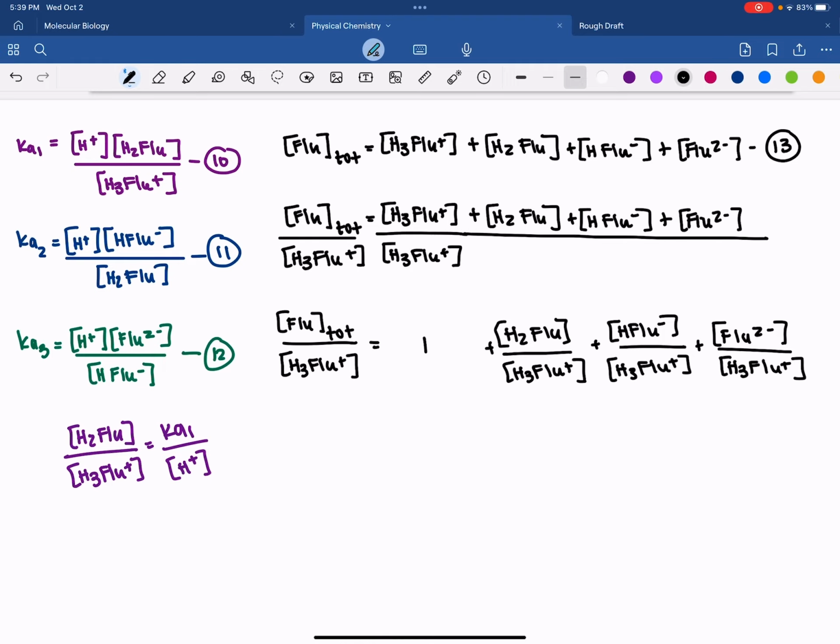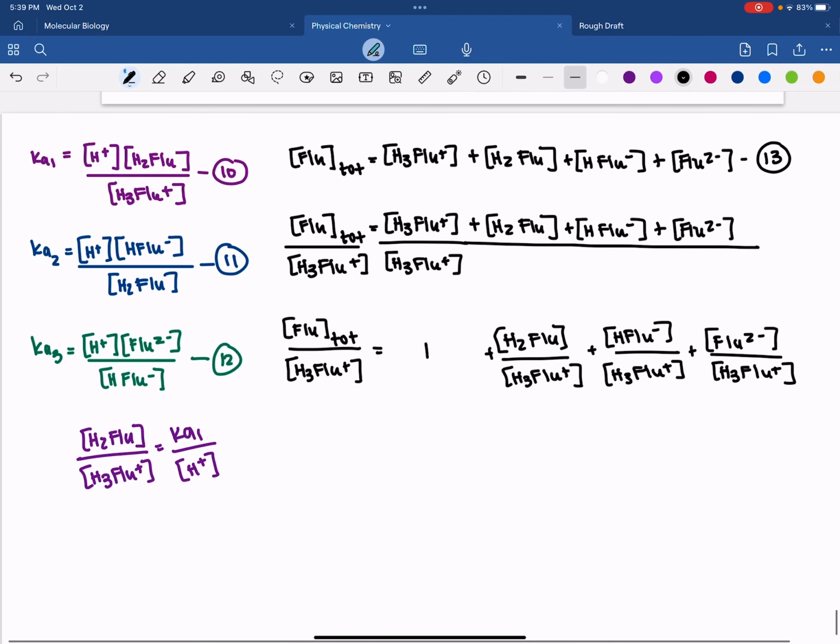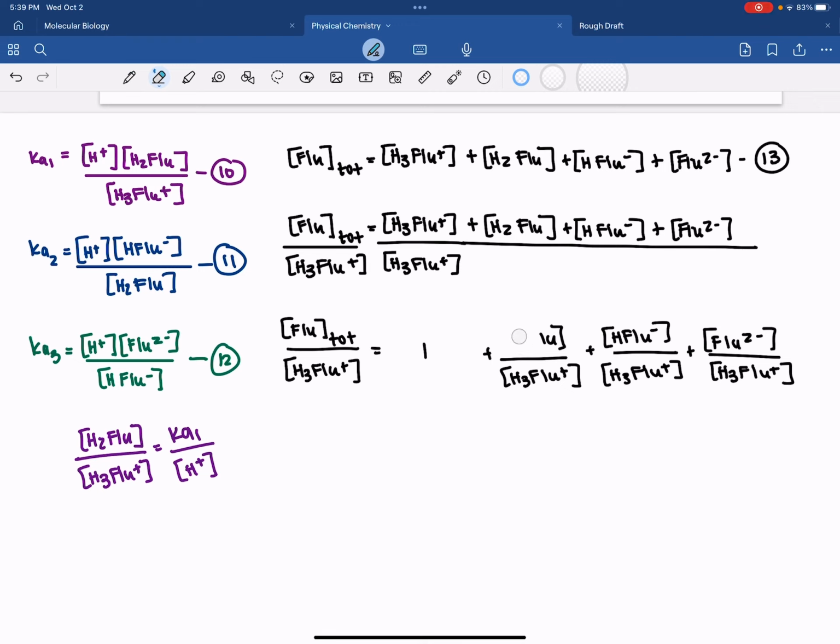Okay, so we can then change this part right here into what we just wrote down, which was that it was equal to Ka1 over H+. Now we have to do that to the other two. So I'm going to erase this purple work. I hope you had it written down, and I hope you understand why I did it. We have the value for Ka, and we want to be able to use Ka to solve what we're looking for.